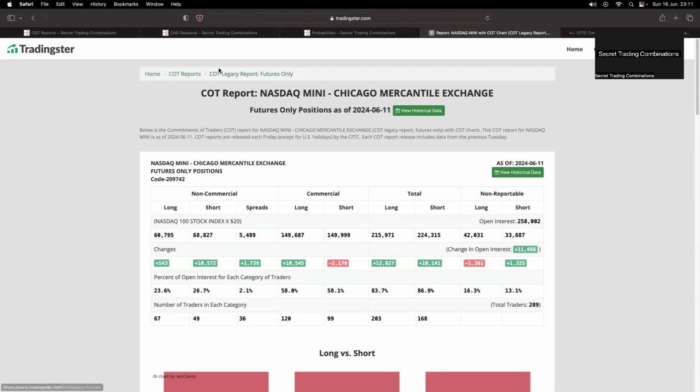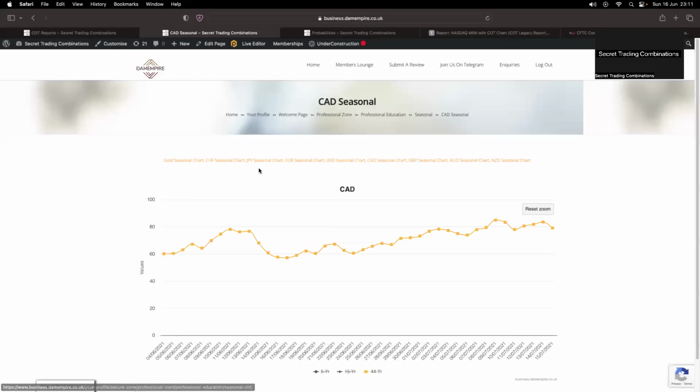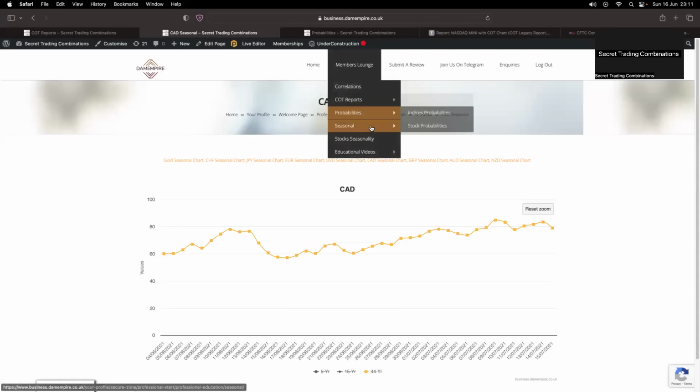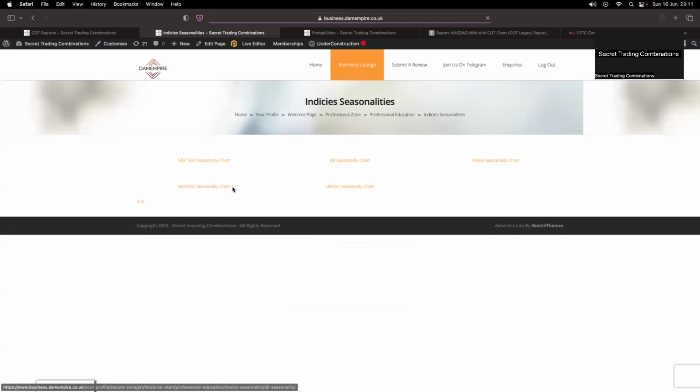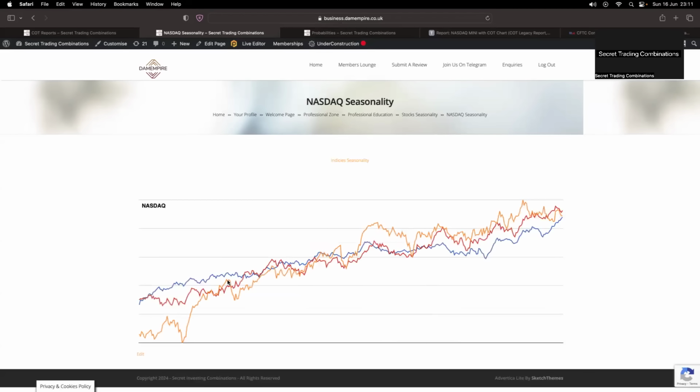So what we're going to do is, once we see that this is long, we're going to look at the seasonality of NASDAQ, right? So go to seasonality, you go to indices, seasonality, NASDAQ. So the aim here is to see if we're in alignment as well. So they're going long on NASDAQ, and today's the 16th. So what we're going to do is come to the 16th.